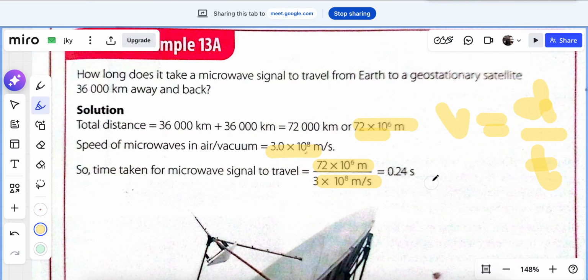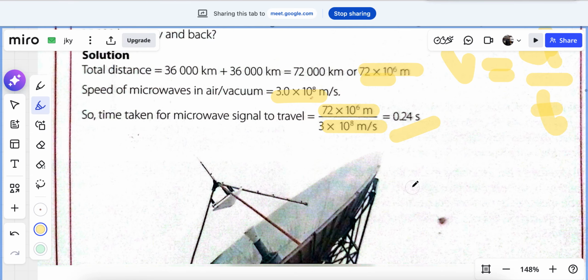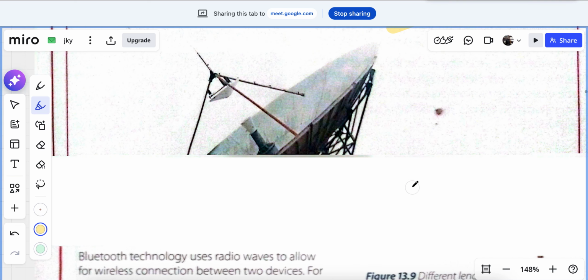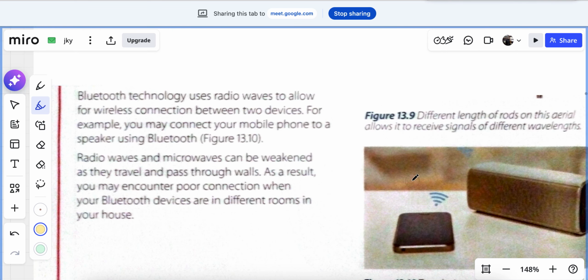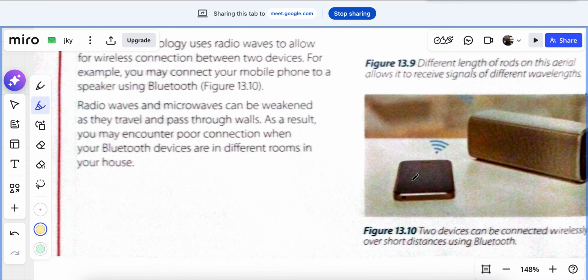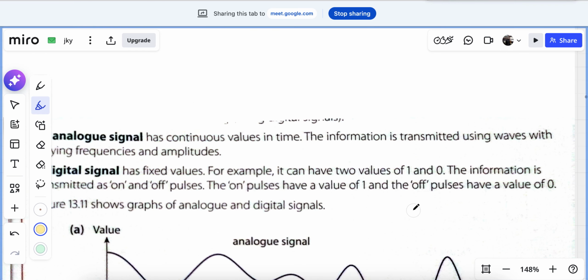Remember this is the distance. So this distance divided by the speed, we get the time it took. It took only 0.24 seconds for this signal to travel to the satellite and return back. Is that okay? Now let's move on. That's one calculation question.